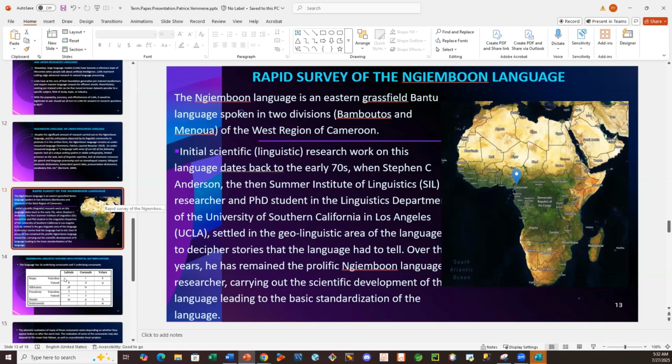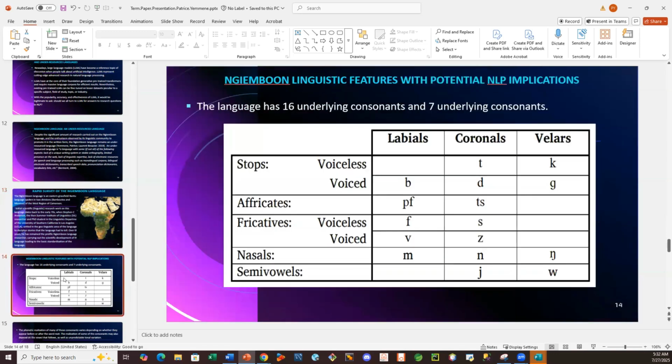So I wanted to highlight here, as I am laying the groundwork for this NLP research in the Ngiemboon language, some of its linguistic features that potentially may have natural language processing implications. I'm showing here the consonants of the language.